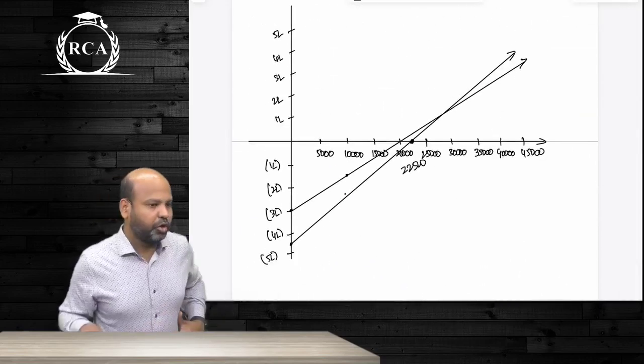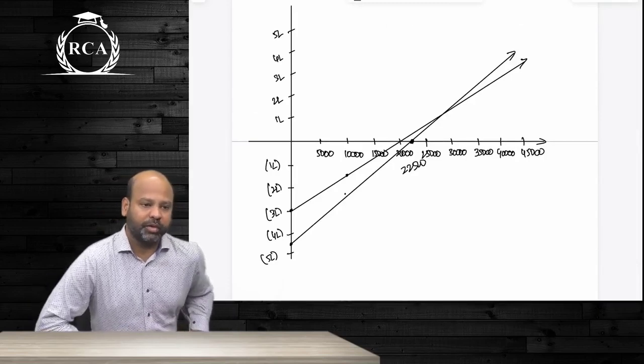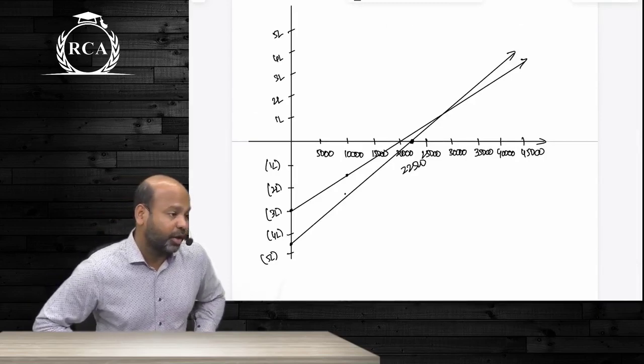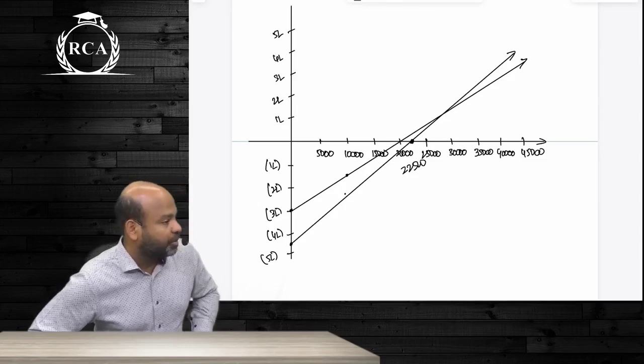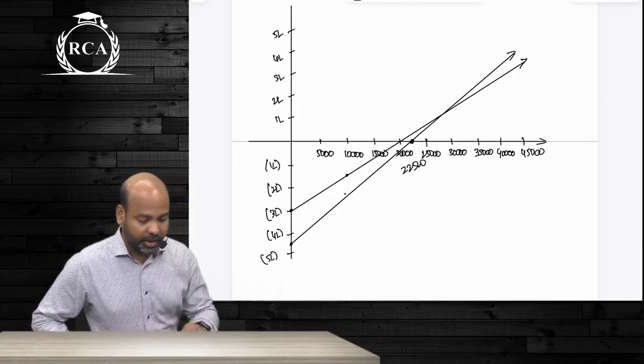This is a profit volume graph, guys. You will have to compute total profit at 2-3 volume levels and just plot those points and extend the line. Are we clear about this? Volumes cannot be negative, but profit or losses can obviously be negative.